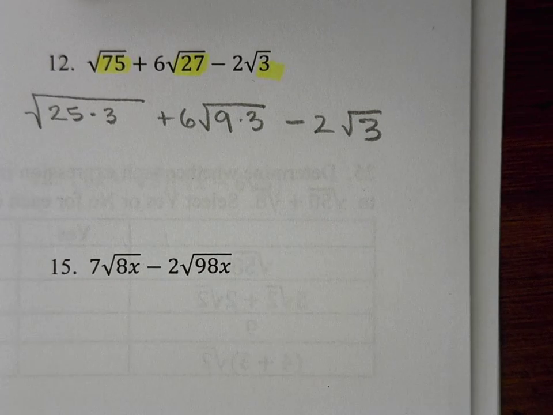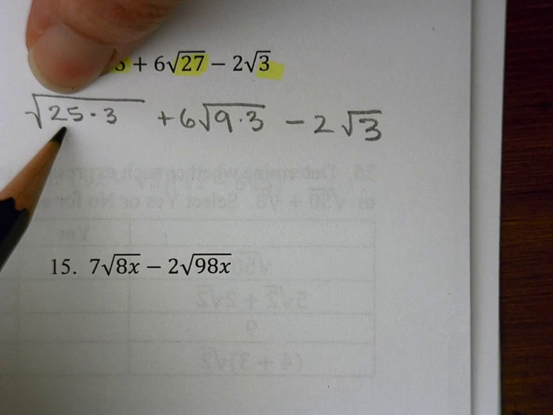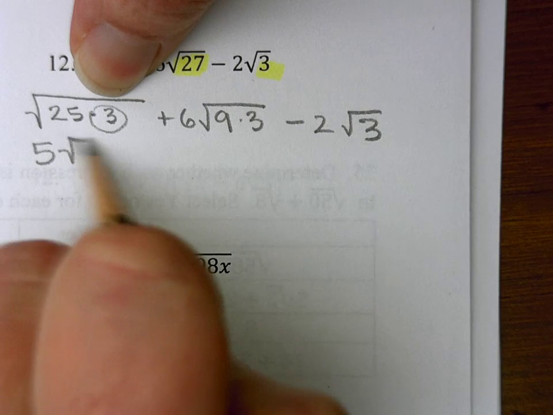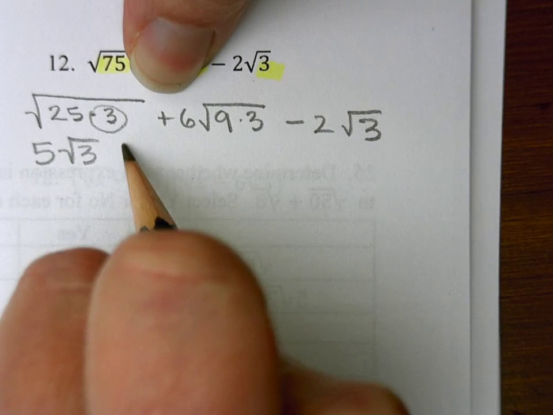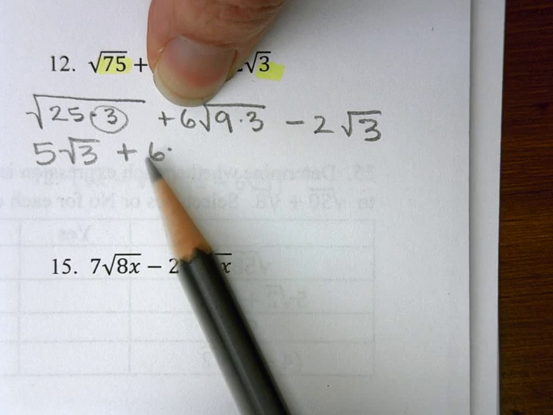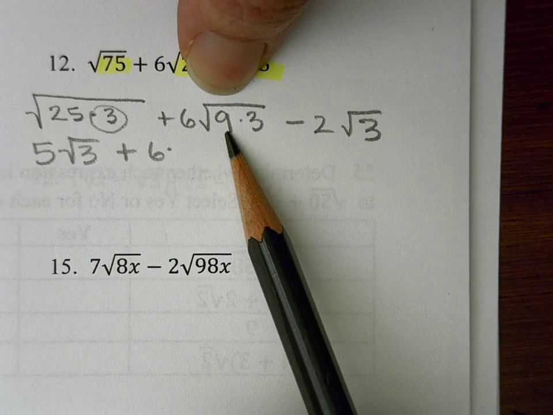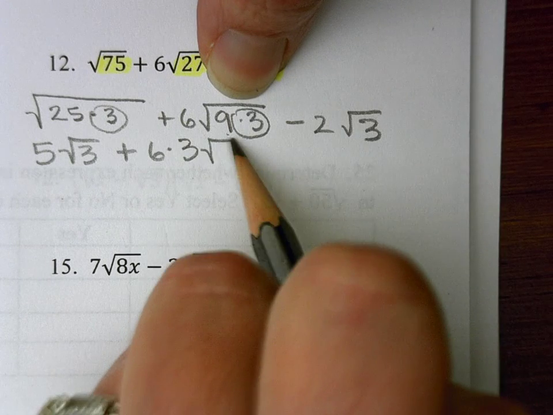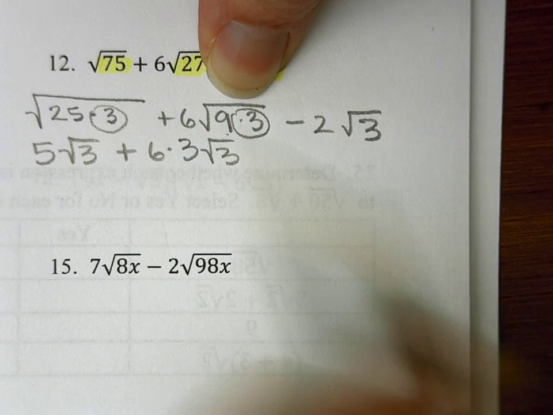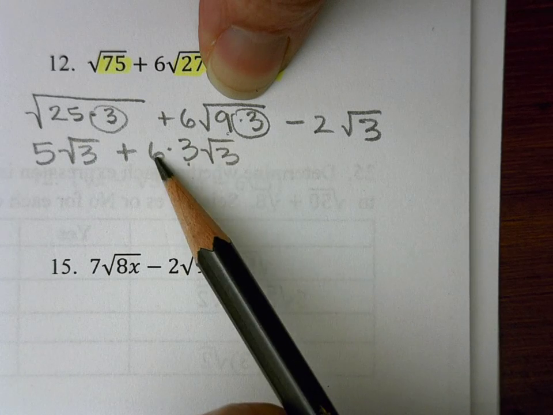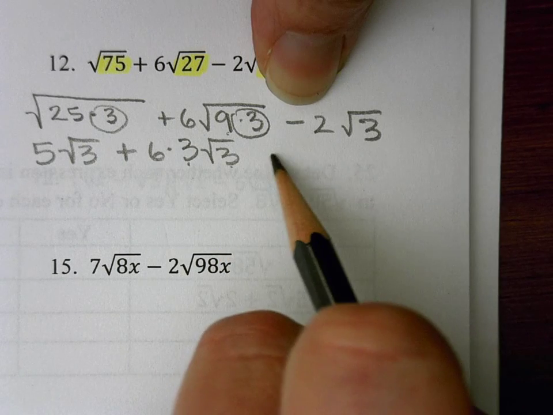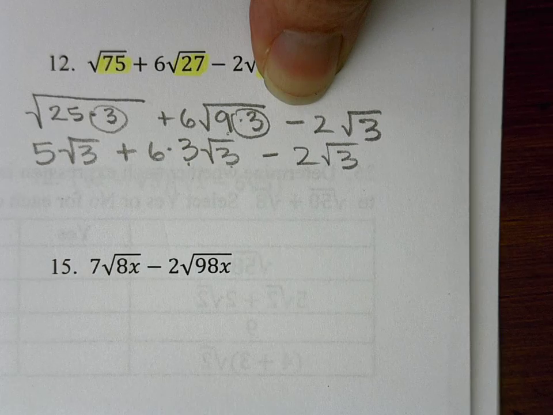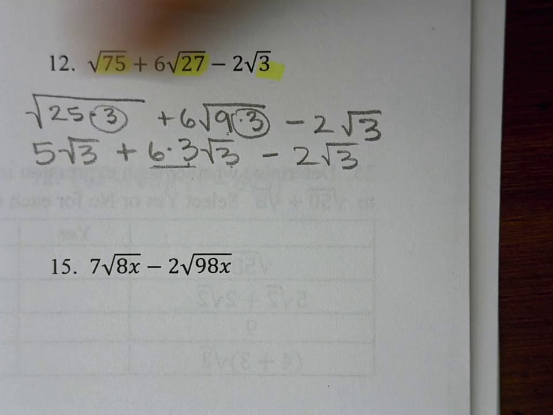Okay? So now I do know the square root of 25. The square root of 25 is 5, but I do not know the square root of 3. So I'm just copying down the 6, and now the square root of 9 is 3. And I do not know the square root of 3. I just copied the 6, and I can't simplify that at all. So I'm going to go ahead and multiply the 6 and the 3 together.